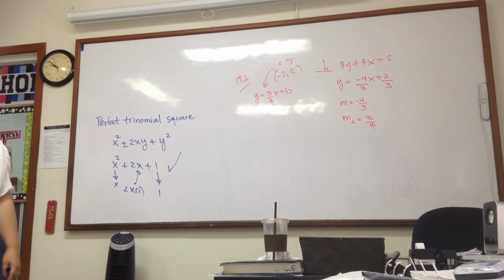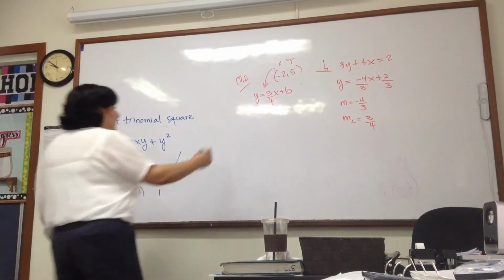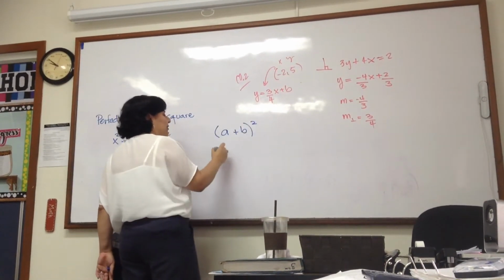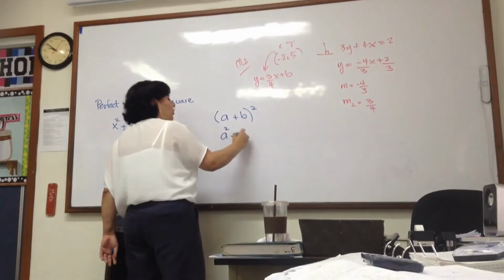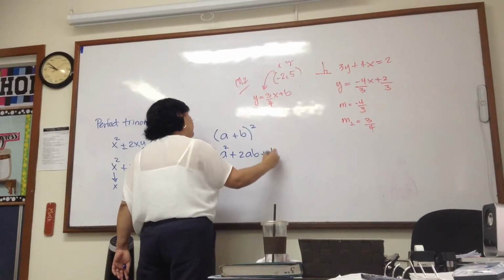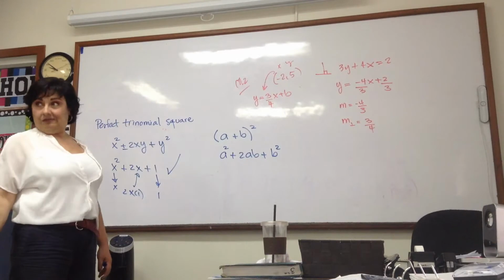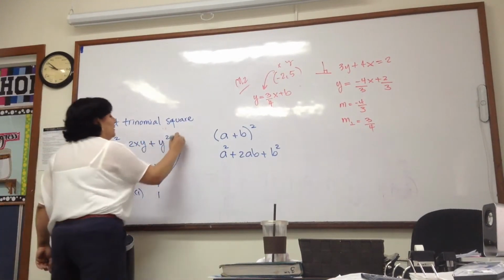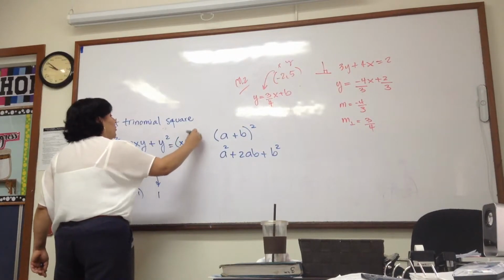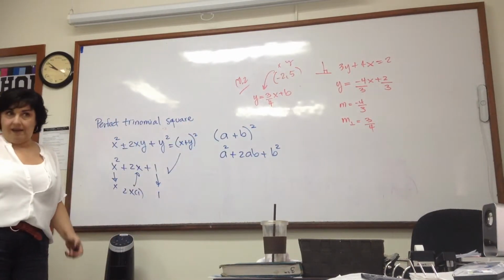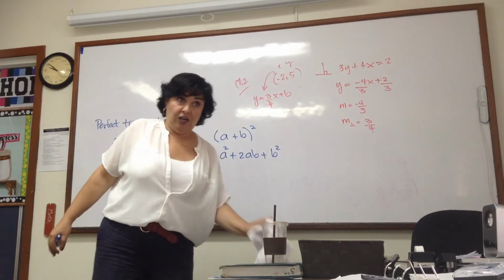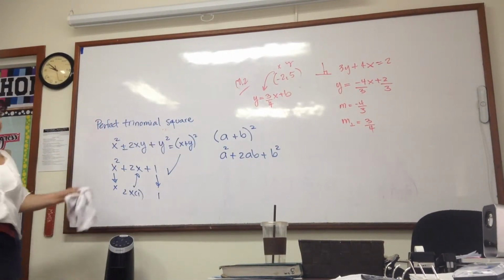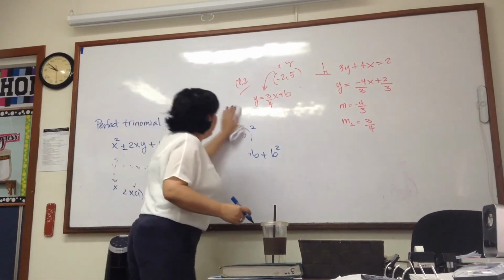What is a perfect trinomial square? It comes from this. A plus b squared gives me a perfect trinomial square. So this is the result of x plus y squared. Okay? Is it clear? And why is it always 2 in the middle? Why?